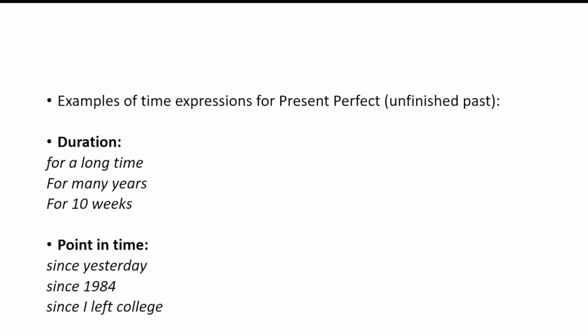Examples of time expression for present perfect for unfinished past is the duration. We say some examples here for duration. For a long time, we can say for many years, we can say for 10 weeks, and other examples. For point in time with since, we can say since yesterday, since 1984, since I left college. There are some examples for point in time.